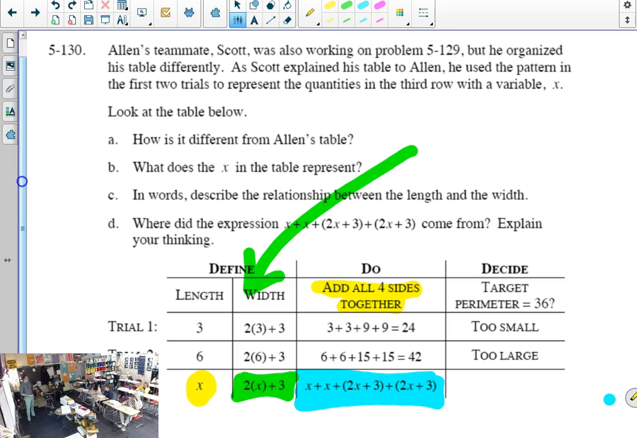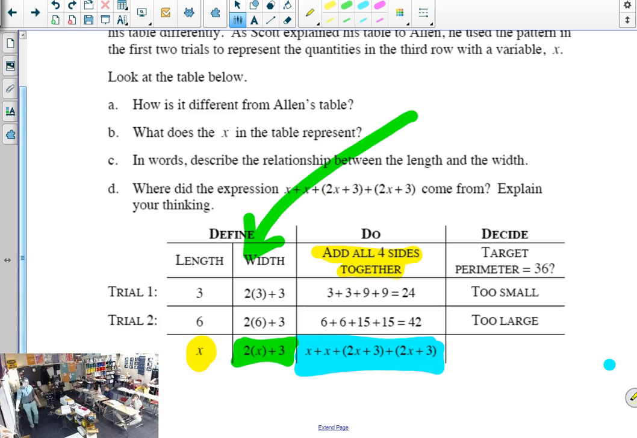Perimeter. So here, our perimeter is expressed like this, because our length is x, and we have two of them, x and x. Our width is 2x plus 3, and we've got two widths. Any questions on what this is representing? That is taking your pieces of the shape and adding them up. So now, please write in your notes what's highlighted in blue right here.